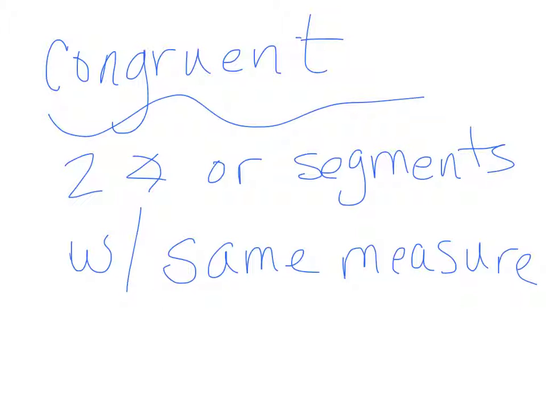And sometimes they put little hatch marks. The symbol for congruent is the equals sign with a squiggly over it, like a tilde from Spanish. Let's call it a squiggly.